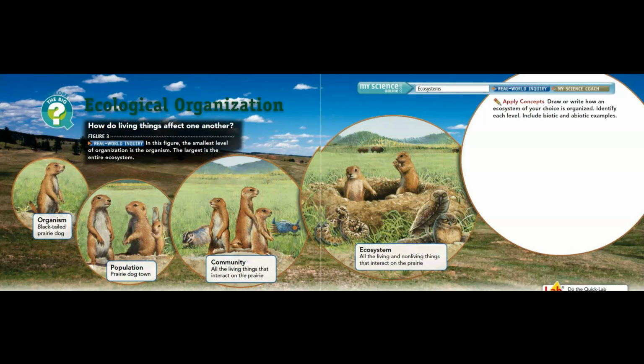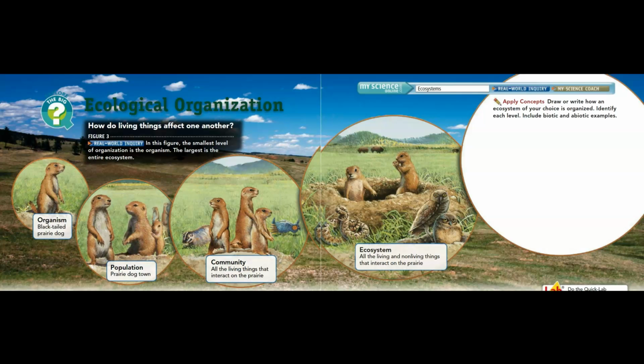So our applied concept says, draw or write how an ecosystem of your choice is organized. Identify each level, so organism, population, community, and ecosystem. And then include biotic and abiotic examples.